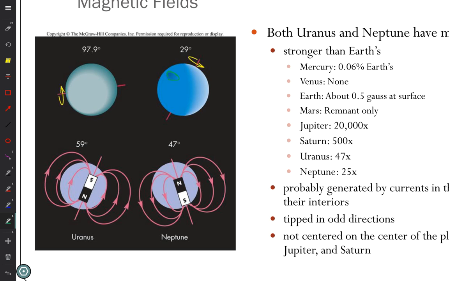The magnetic fields are, of course, what this is focusing on. And the magnetic fields are really bizarre. If you look at those fields, first of all, Uranus is tipped over on its side. 90 degrees would be perfectly tipped over, so it's about 8 degrees past being perfectly flat with its orbit. We still treat it as if it's like this going around the sun.